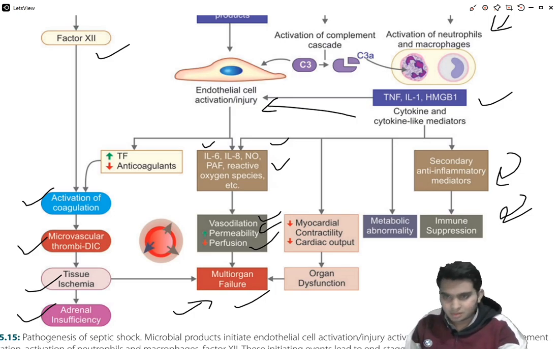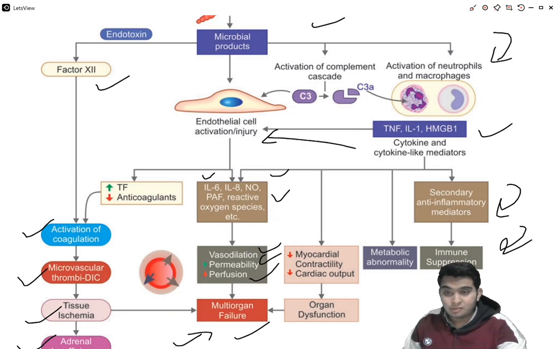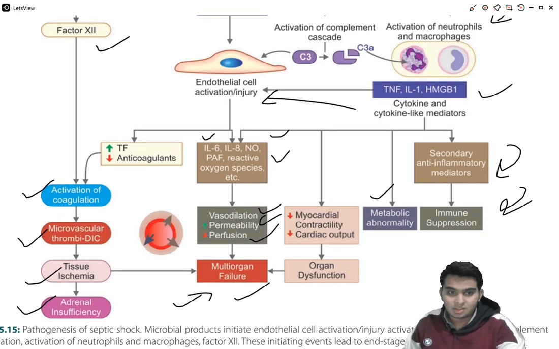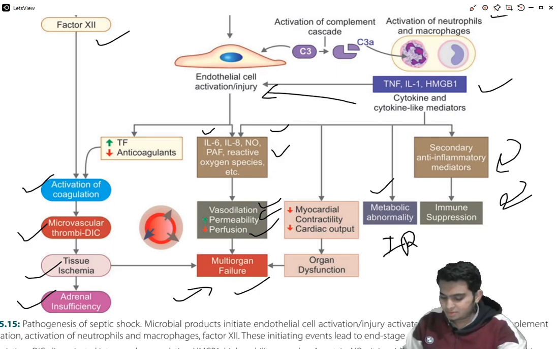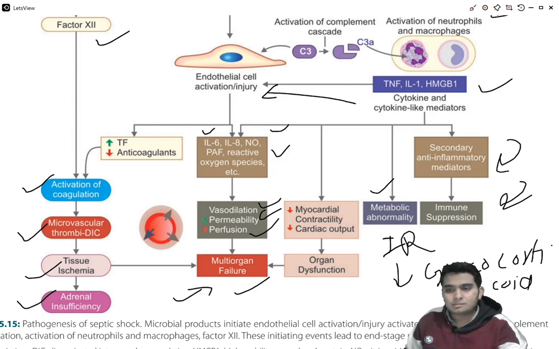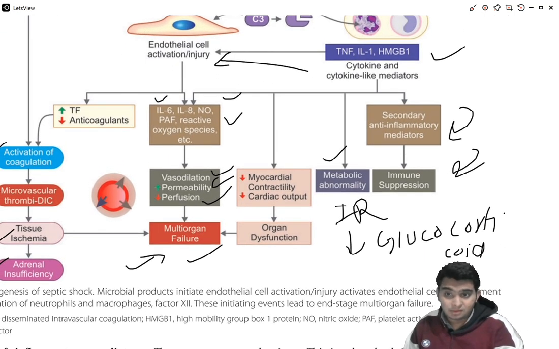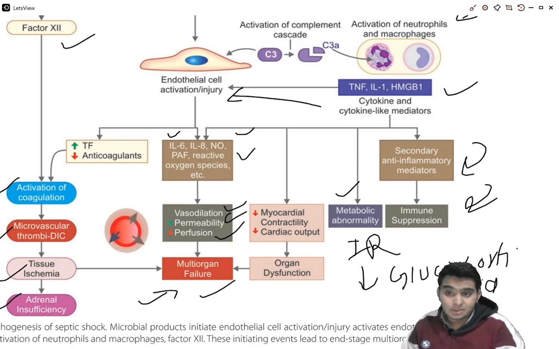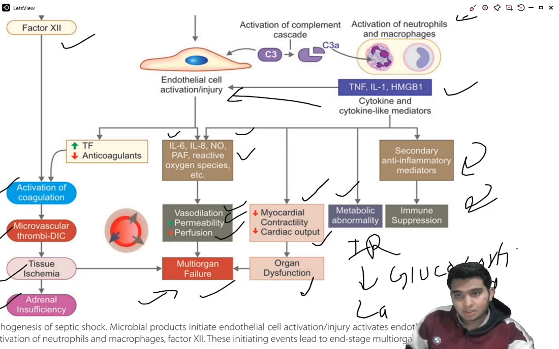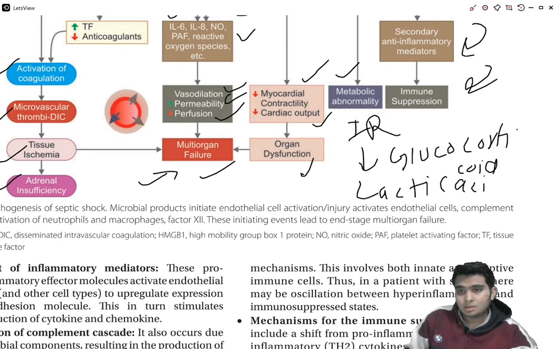So now let's move on. There are metabolic abnormalities also, such as insulin resistance and decreased glucocorticoid production. Okay, the first can be due to adrenal insufficiency. Immune suppression we have talked about. And decreased myocardial contractility and decreased cardiac output lead to organ dysfunction, leading to multi-organ failure. Okay, so this is about septic shock. One more thing, there will also be lactic acidosis.